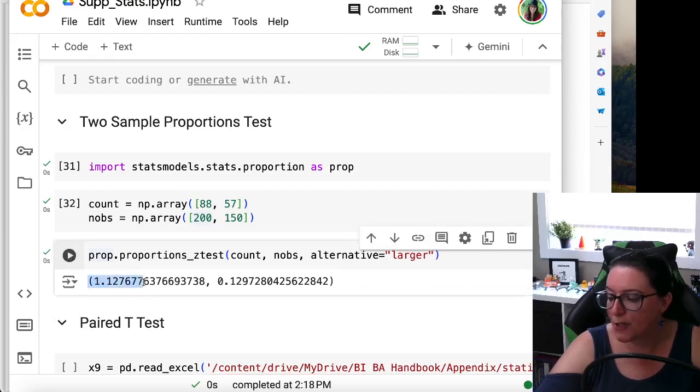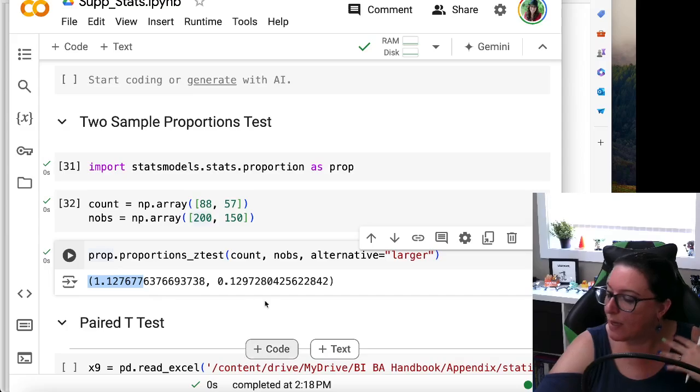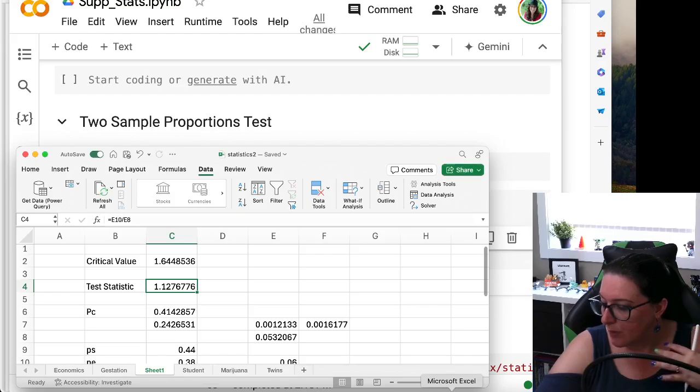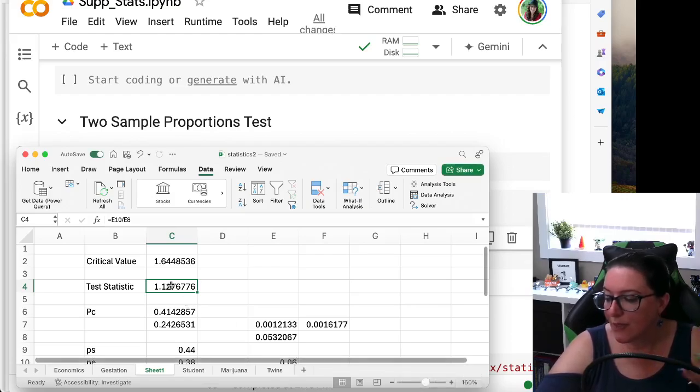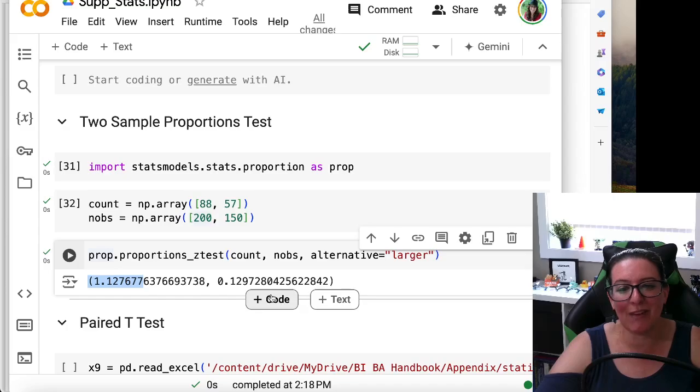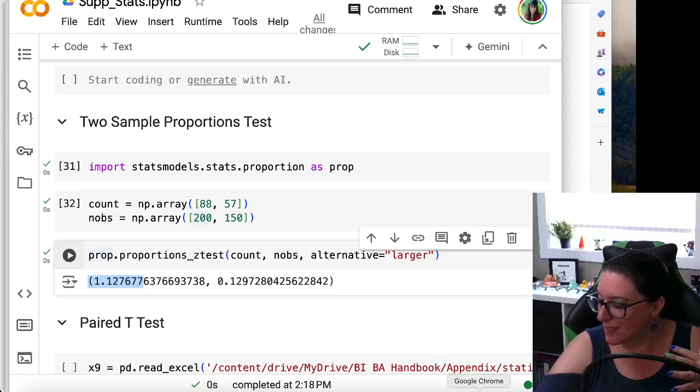What you get, the first number is the test statistic, and the second one is going to be your p-value. So here we're getting a test statistic of 1.127 and a p-value of 0.129. Okay. Notice here the test statistic we got was 1.12767, right? They look familiar. And with this, it is giving us the p-value of 0.1297.